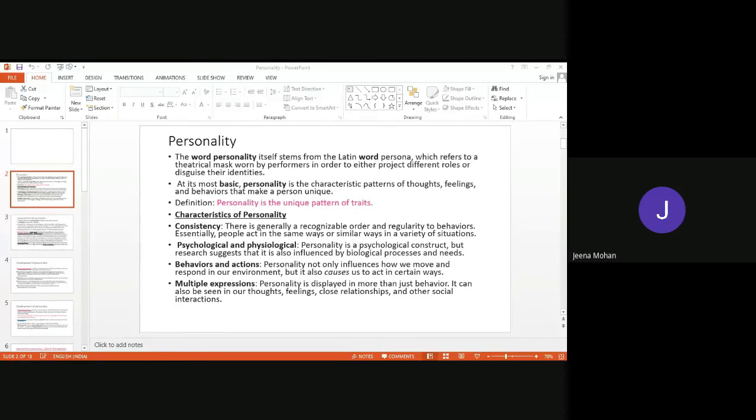So these are different types of tests. The Rorschach Inkblot test is the most important test, and the interpretation of that test is very important. Then draw a person, sentence completion, these are the most important tests. Then the strengths and weaknesses of a case study, that is very important. Then the five factor model, do you remember the five factor model? Yes ma'am.